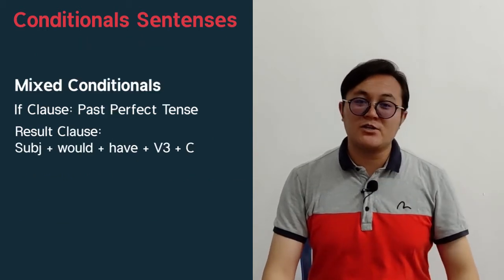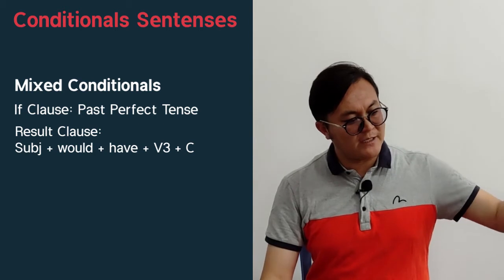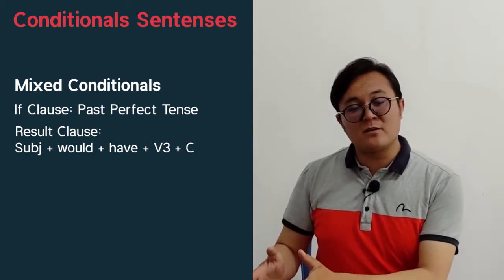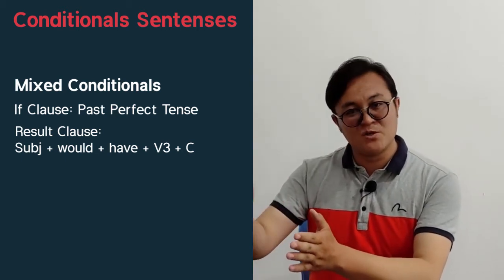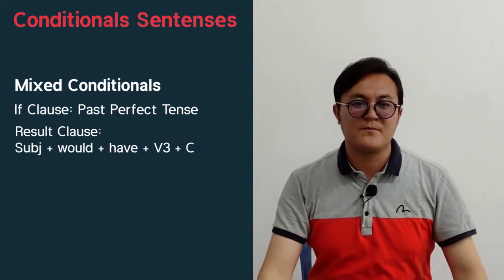Type 3 conditional sentences are those kinds of conditional sentences in which we would typically write the if clause in the past perfect tense. And the result clause is going to be written according to this structure: subject plus would plus have plus third form of the verb and a complement of the sentence.